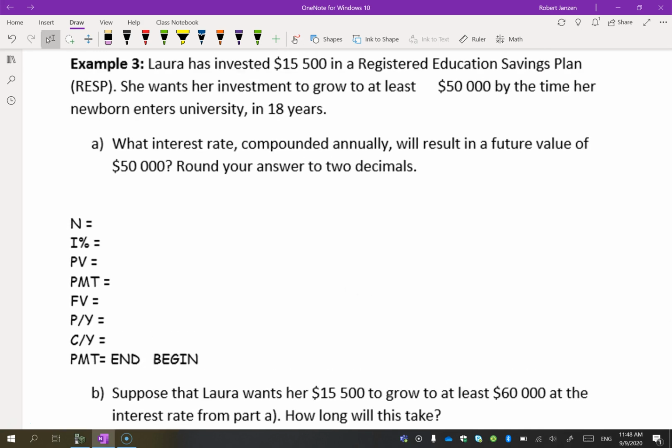Next question. Laura invested $15,500 in a registered education savings plan. For those of you that don't know what a registered education savings plan is, if you, as a parent, put money into an RESP, the government actually matches up to 20% of the money. So for example, let's say you wanted to save for your son or daughter's tuition at university. Let's say you wanted to put in $5,000 to save in the RESP.